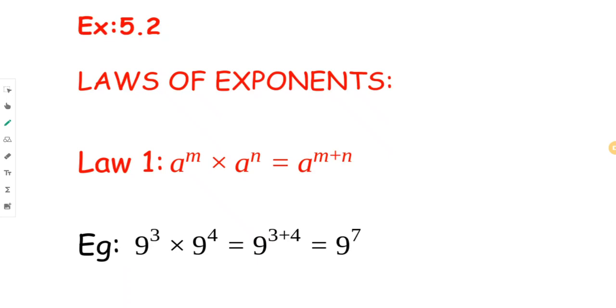5.2. So before we start this exercise, we have to learn some formulas, in other words, laws of exponents. So we'll start one after the other. Let us have a look at the first law.